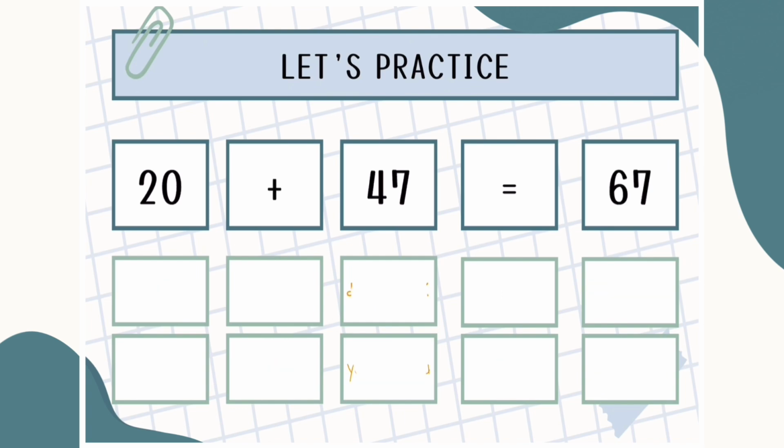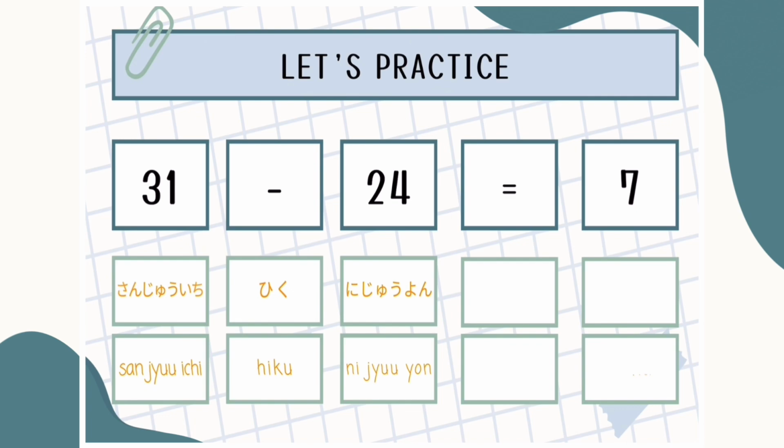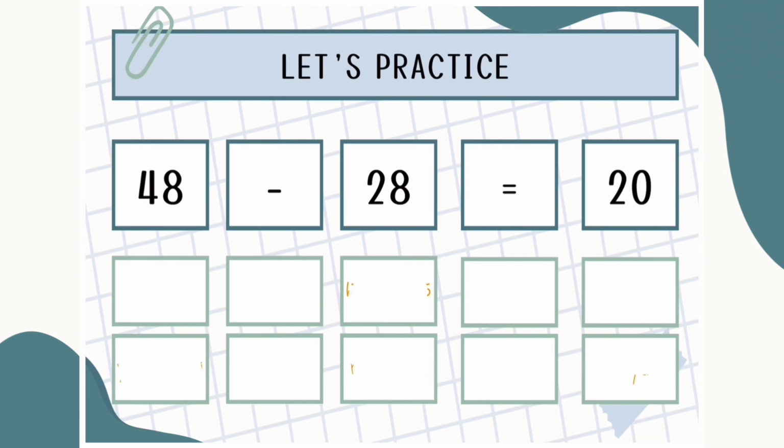20 plus 47 equals 67. 20足す47は67. 31 minus 24 equals 7. 31引く24は7. 48 minus 28 equals 20. 48引く28は20.